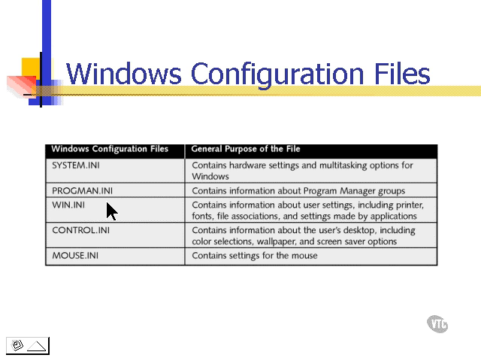Other files that can be used to further configure Windows are the progman.ini, which contains information about program manager groups, control.ini, which contains information about the user's desktop, like color selections, wallpaper, and screensavers, and then mouse.ini, which contains the settings for the mouse.